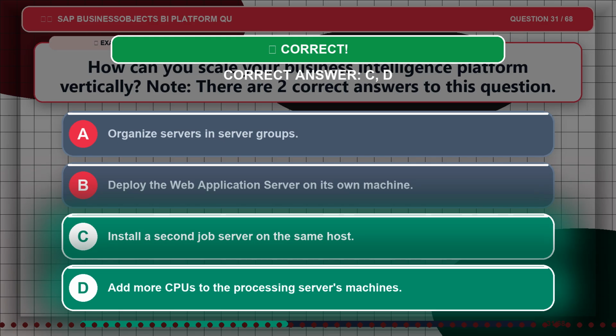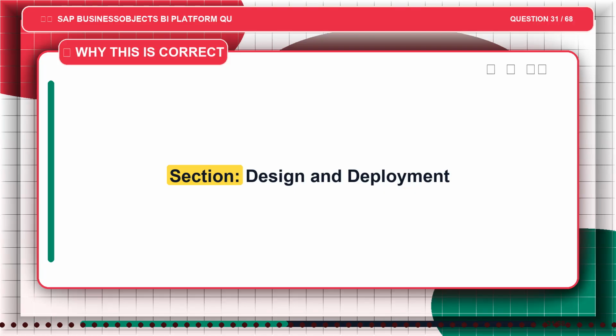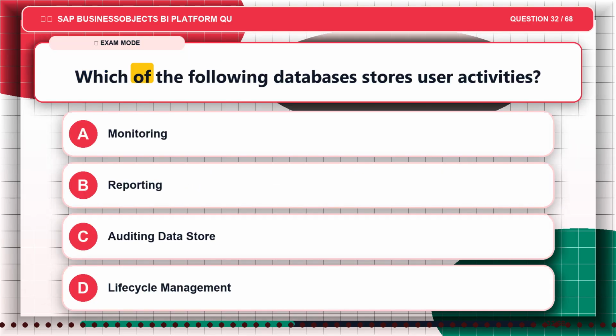The correct answers are options C and D. Install a second job server on the same host. Add more CPUs to the processing server's machines. Section, Design and Deployment. Question 32. Which of the following databases stores user activities? Option A, Monitoring. Option B, Reporting. Option C, Auditing Data Store.